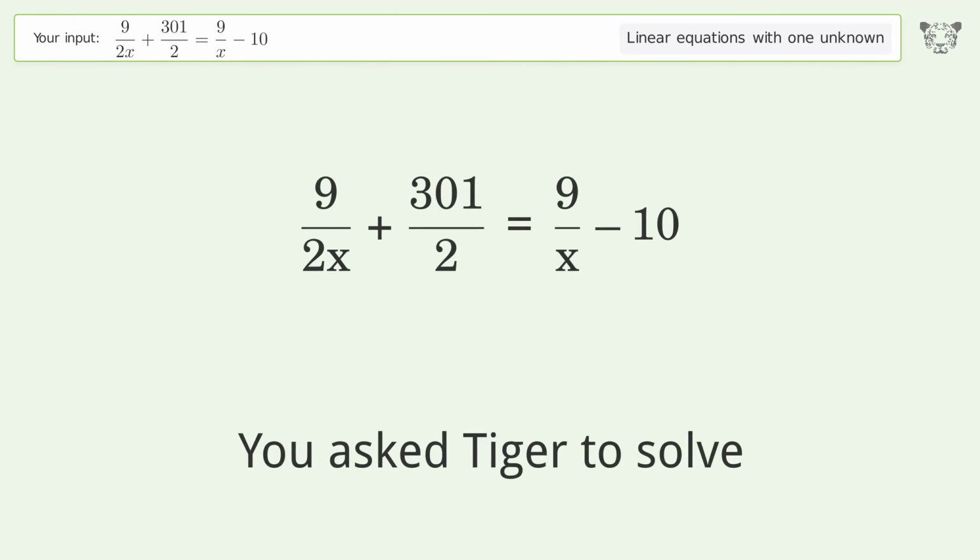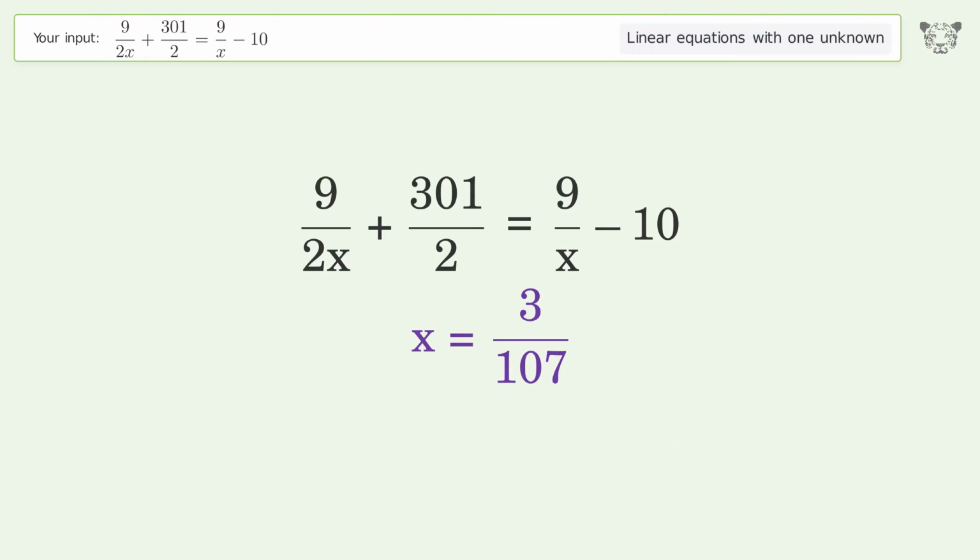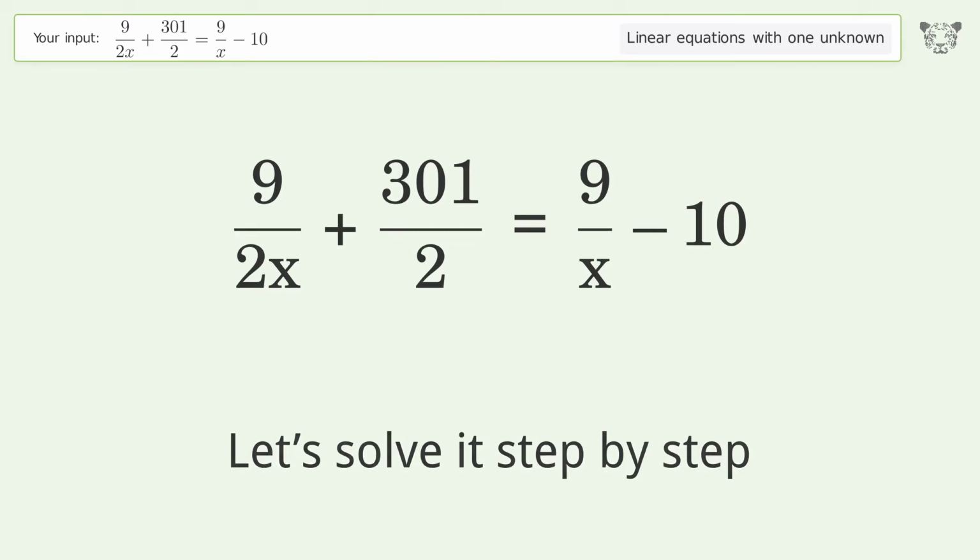You ask Tiger to solve. This deals with linear equations with one unknown. The final result is x equals 3/107. Let's solve it step by step.